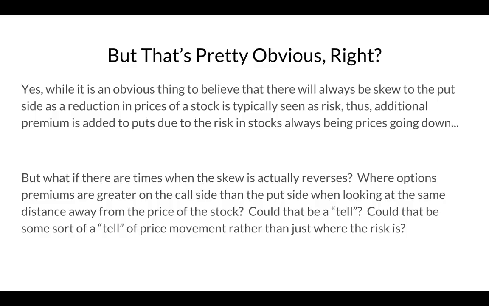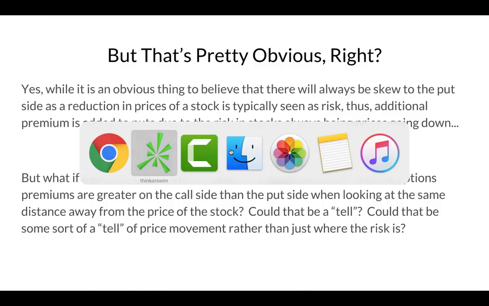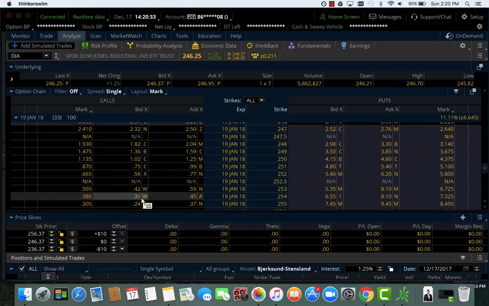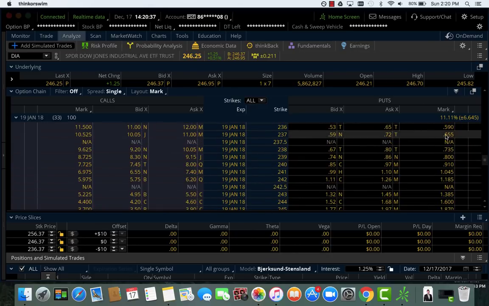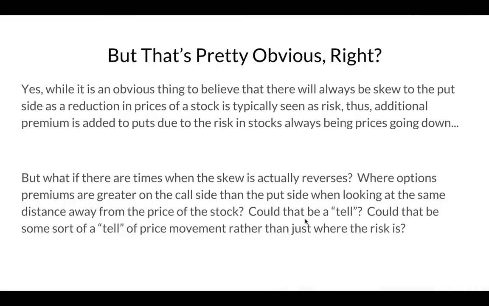So again, I set up this video to show you guys what skew is, so that if you trade options, you understand why a call that's $10 away from the current price of the stock, in this case the 255 call, is far less expensive than the put the same distance away from the current price of the stock. So again, I set out to tell you guys that's how it is.